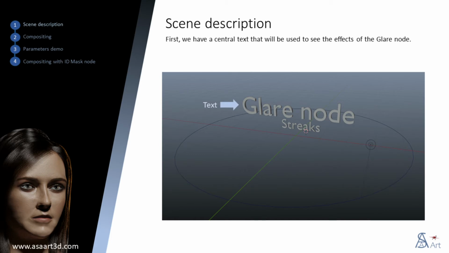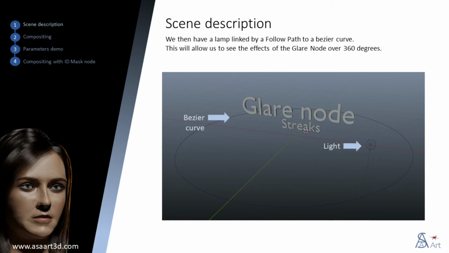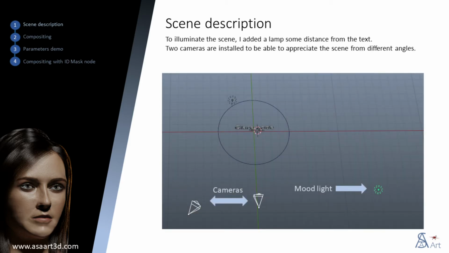First, we have a central text that will be used to see the effects of the glare node. We then have a lamp linked by a follow path to a Bezier curve. This will allow us to see the effects of the glare node over 360 degrees. To illuminate the scene, I added a lamp some distance from the text. Two cameras are installed to be able to appreciate the scene from different angles.